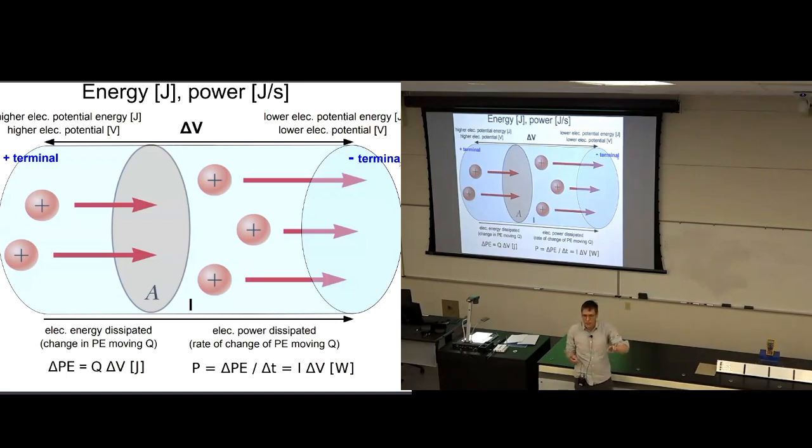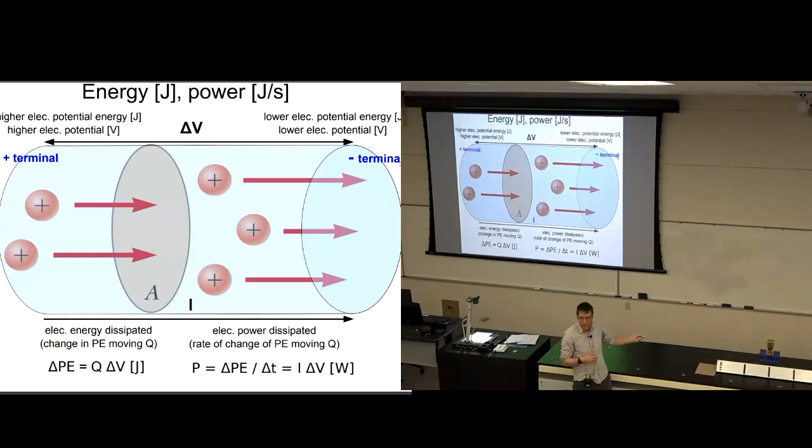Whenever you see charges move from one potential to another potential in a circuit, they're releasing electrical energy. And so with this little master equation for potential and energy, we can keep track of the energy that is released, dissipated in the electrical circuit. We can also keep track of the rate at which it is dissipated.